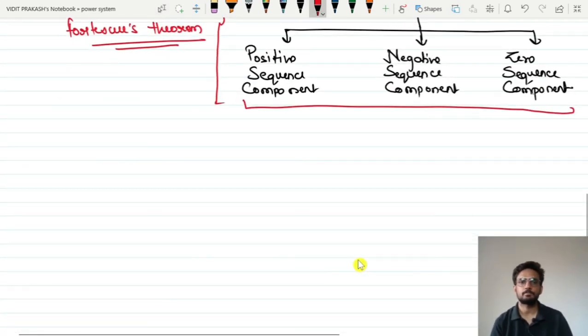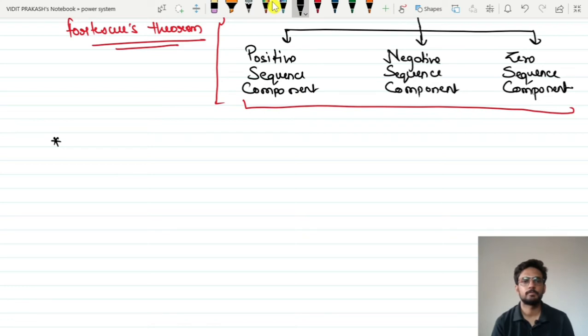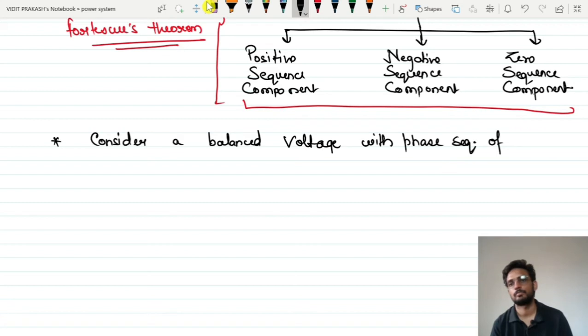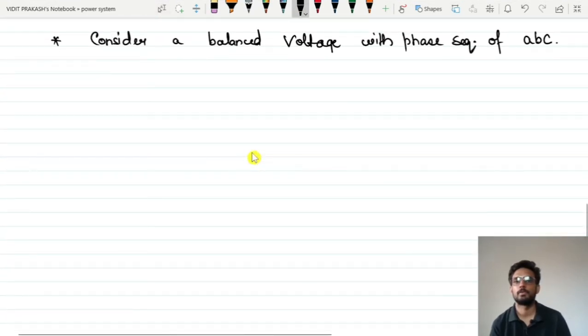Now consider a balanced voltage with phase sequence of A, B, C. This is A, this is B, this is C.